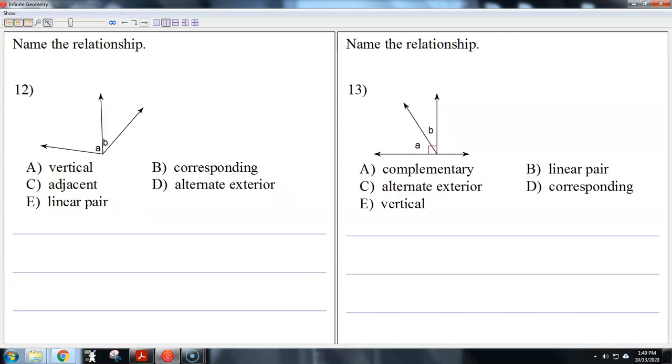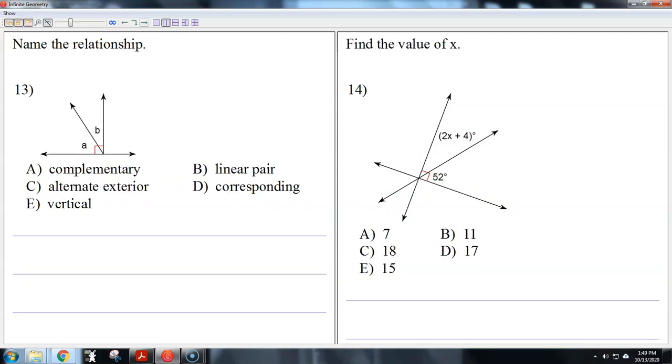Keep on going. Number 13, these two angles, actually, we have the little box here that shows that they add up to 90 degrees. So they are known as complementary, add up to 90. Now we need to set up some algebra.